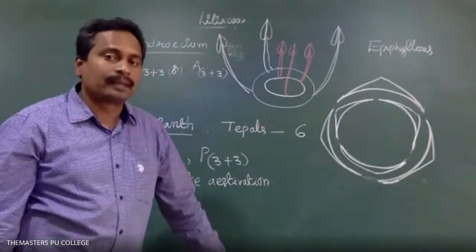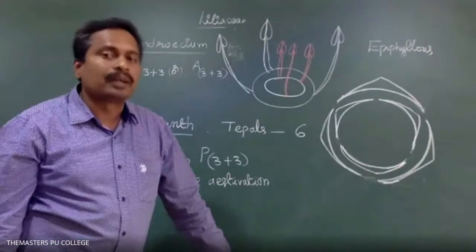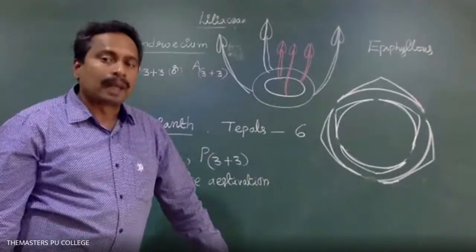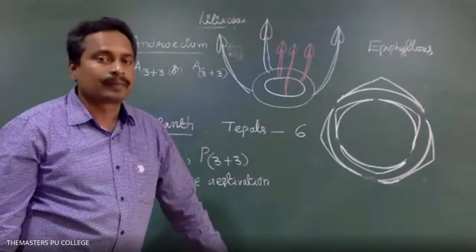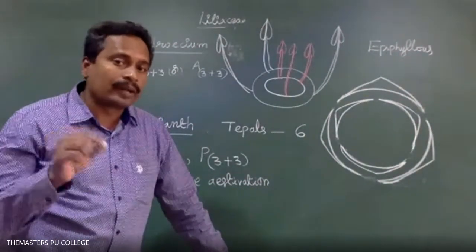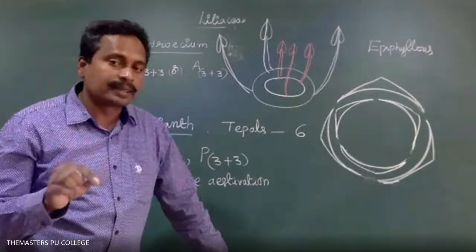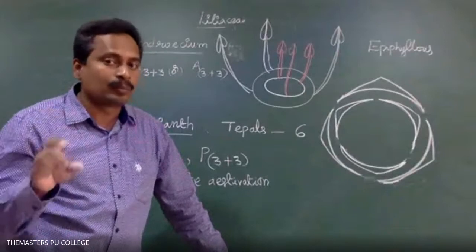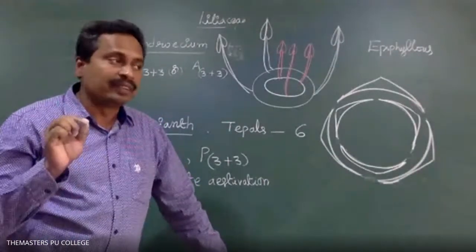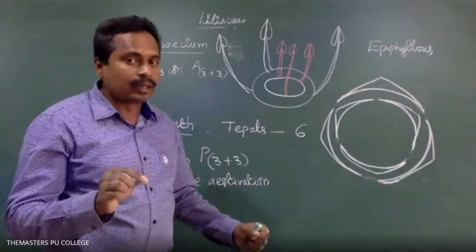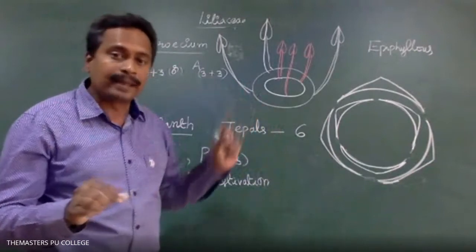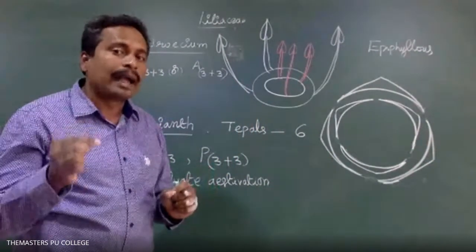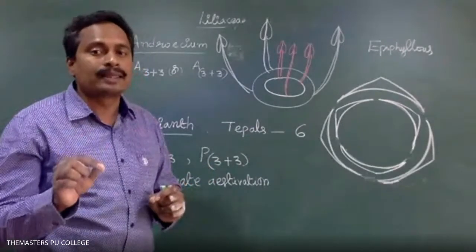Epiphyllous is seen in which plant? Lily. Very good. Lily belongs to the Liliaceae family. The lily plant is an example for the Liliaceae family. We have already learned about epiphyllous and epipetalous, with examples. Epiphyllous is seen in one of the plants of Liliaceae, that is lily. In lily, the stamens are attached to the perianth, which is called epiphyllous.